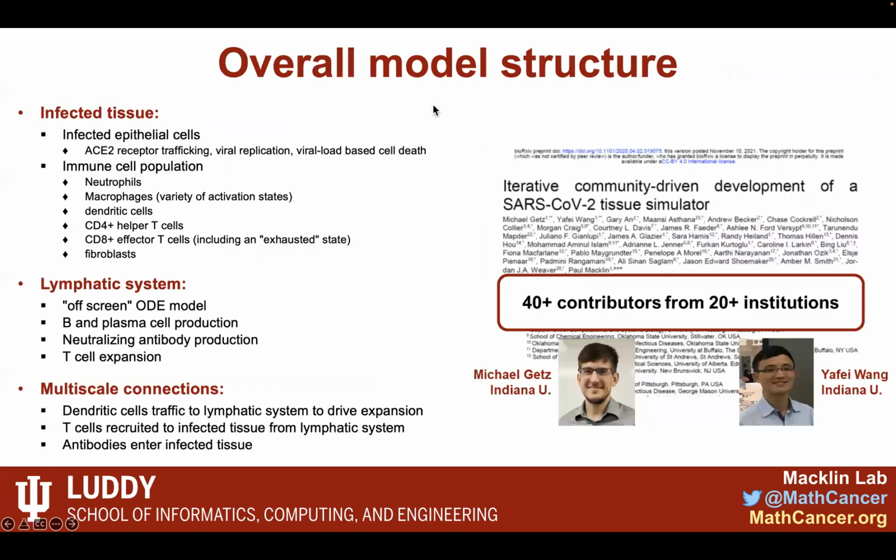And so we've been quite fortunate to work with a large coalition of over 40 collaborators from 20 some institutions, building this overall structure of a spatially resolved infected tissue, infected epithelial cells that have viral entry by ACE2 receptor trafficking, have a viral load in the individual cells, and then release virus into the tissue, interacting with the local innate immune cells that will ramp up inflammation, and then demand trafficking to an ODE model of the lymphatic system. And then that will have T cells and other cells come back into the tissue to drive the immune response.